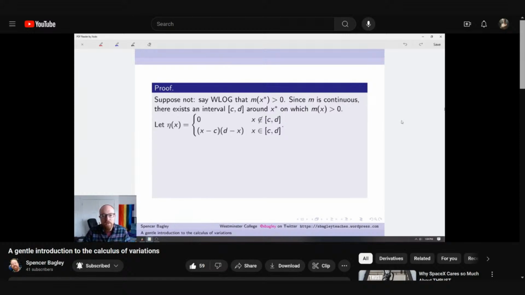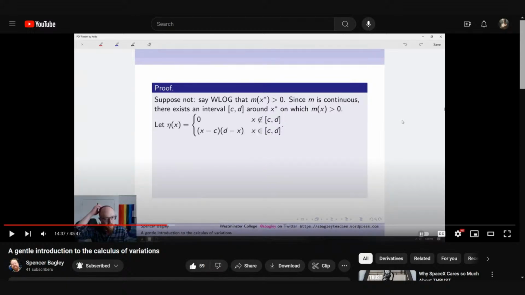So we're going to make up a function. Let eta of x be 0 for all x not between c and d. So eta of x is 0 everywhere for all x where x is not contained between c and d. So everywhere except between c and d, it's 0. Okay, it's a discontinuous function, eta of x.